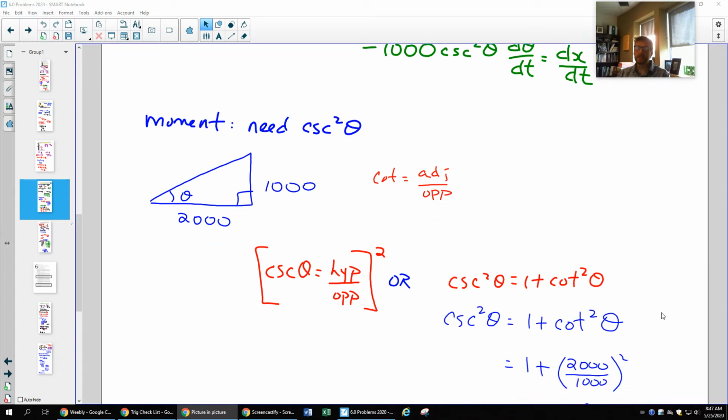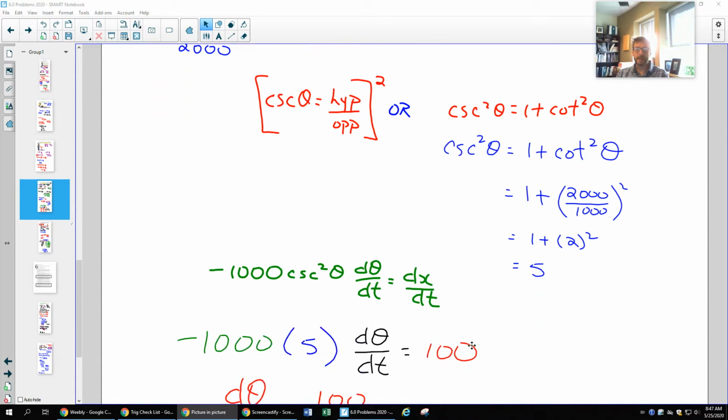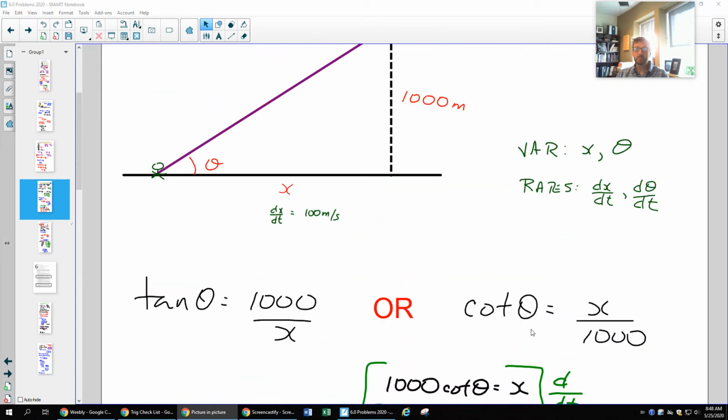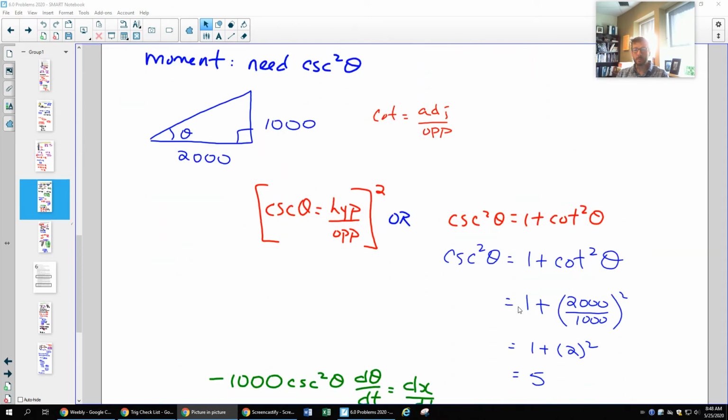So these are kind of neat things to do, is tie what you've done in the past to what you're doing now. Cosecant squared is 1 plus cotangent squared. Cotangent is 2,000 over 1,000, which really means it's 2, right? So cotangent is 2, 1 plus 2 squared is 5. So cosecant squared is 5. So right in here, I'm going to put my 5. I'm going to put in my dx dt, which is the speed of the plane, 100 meters per second. Sorry about that, scrolling back and forth here.